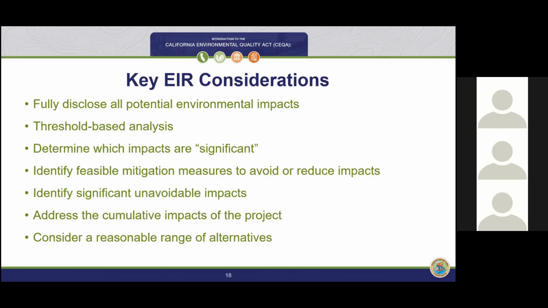And then, as I mentioned again earlier in the presentation, the EIR is also required to consider cumulative impacts. Cumulative impacts are where you look at the project impacts, and then there may be other projects in the surrounding area of the project that may have impacts as well. And while all of those impacts may be individually less than significant, you need to assess whether, if you looked at them on a cumulative basis, they would be cumulatively significant. And then also, lastly, consider a range of alternatives. And we'll talk a little bit more about those alternatives.